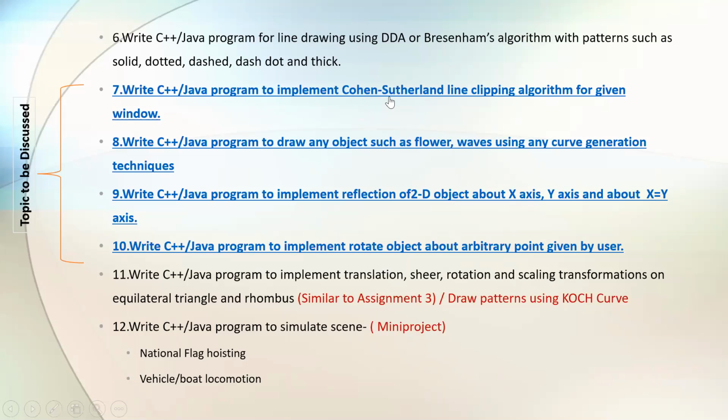Okay. So we'll start with the seventh assignment, which is to write a C++ or a Java program to implement the Cohen-Sutherland line clipping algorithm for a given window. You all know that we have learned two clipping algorithms: Sutherland-Hodgman for polygon clipping and Cohen-Sutherland for line clipping. You can also use Cohen-Sutherland line clipping for clipping a polygon. In that case, you have to use it iteratively, that means you have to take each part of the polygon line by line. So here we are going to do a simple line clipping algorithm using C++.